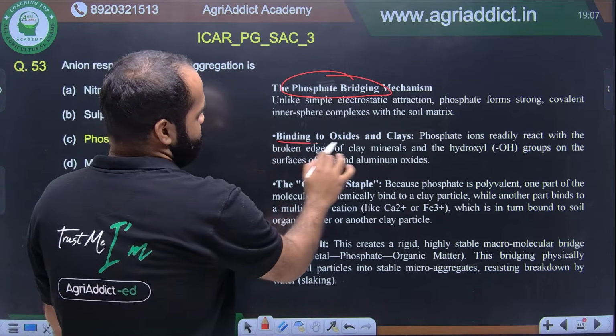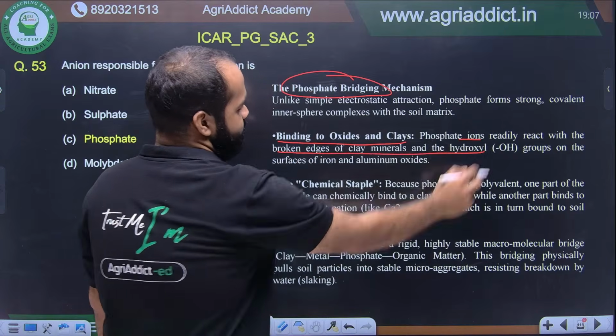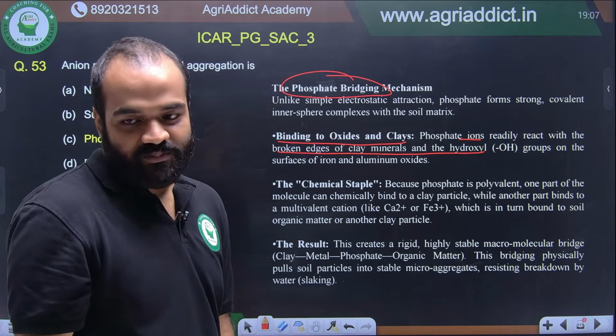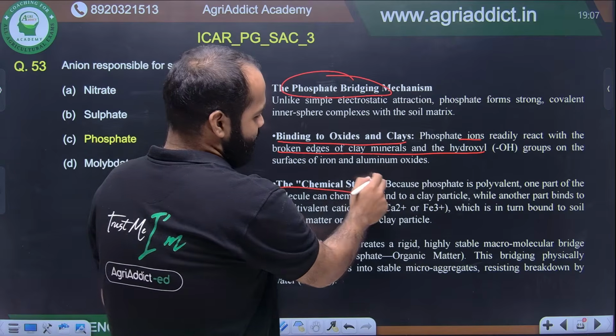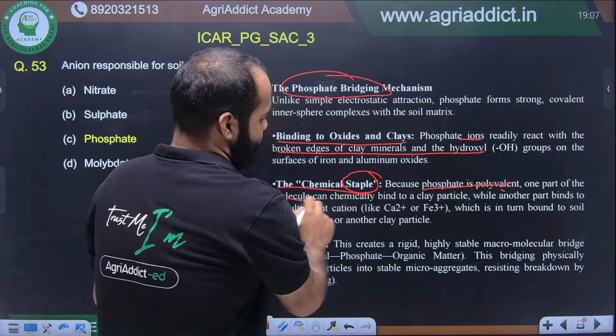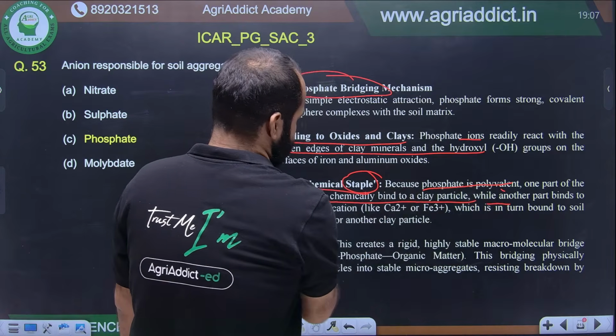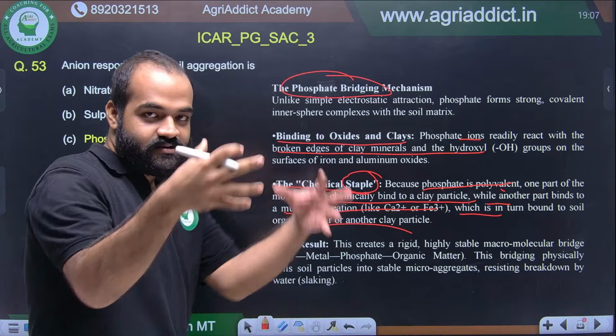It binds to the oxides and clays. Phosphate ions readily react with the broken edges of clay minerals. You know the concept of ligand exchange. Definitely, it is ligand exchange. It is also called the chemical stapler because phosphate is polyvalent. So one part can chemically bind to a clay, another part binds to a cation, which is in turn bound to soil organic matter, so it can aggregate.